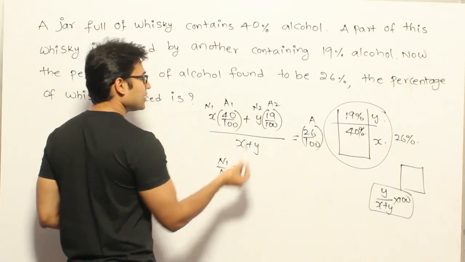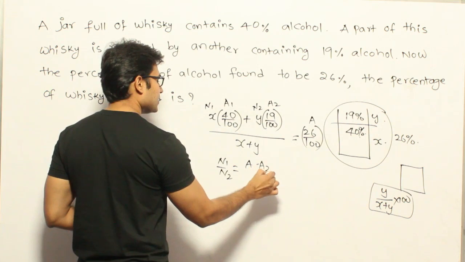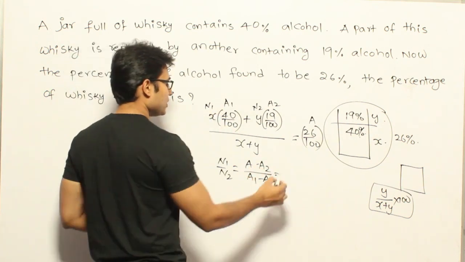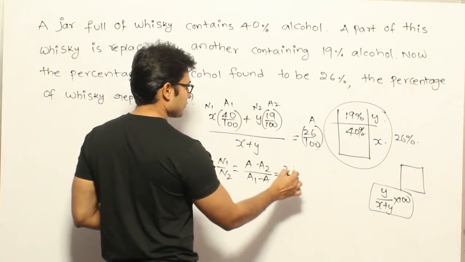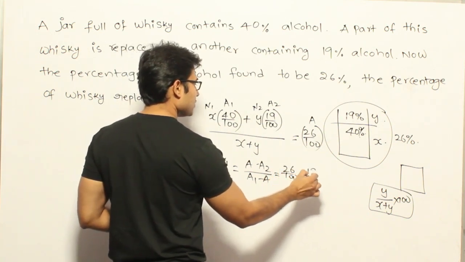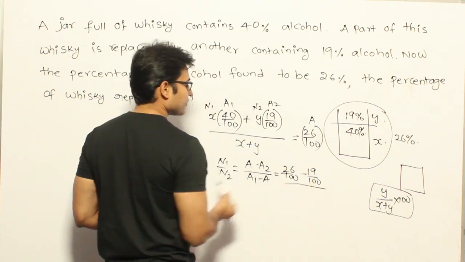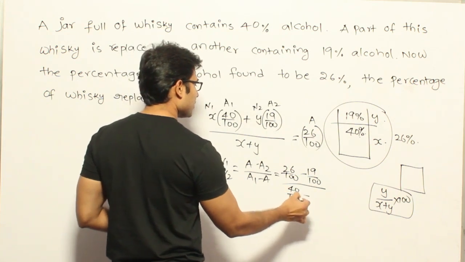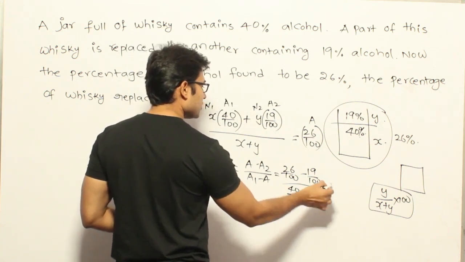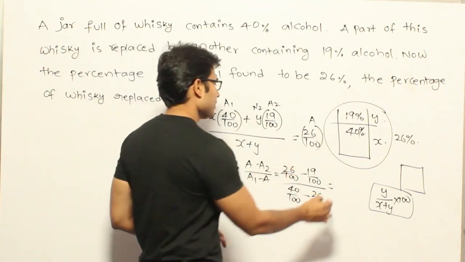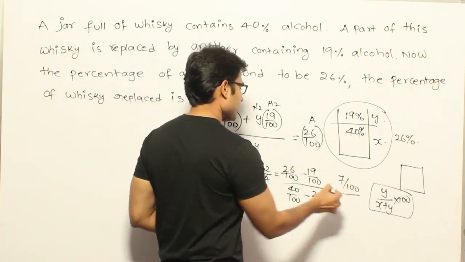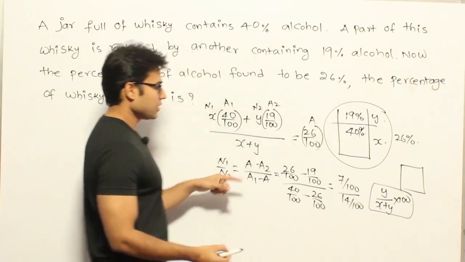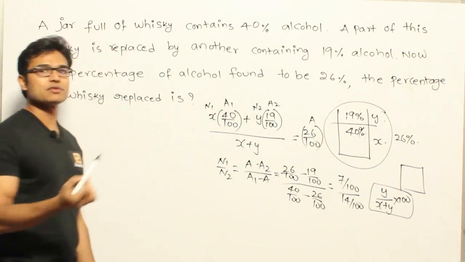N1 by N2 equal to (A minus A2) divided by (A1 minus A). So what is A minus A2? A is 26 by 100, minus A2 is 19 by 100, divided by A1. What is A1? 40 by 100 minus 26 by 100. So this is going to be 7 by 100 divided by 14 by 100. Therefore n1 is to n2 equal to 7 is to 14, which means 1 is to 2.